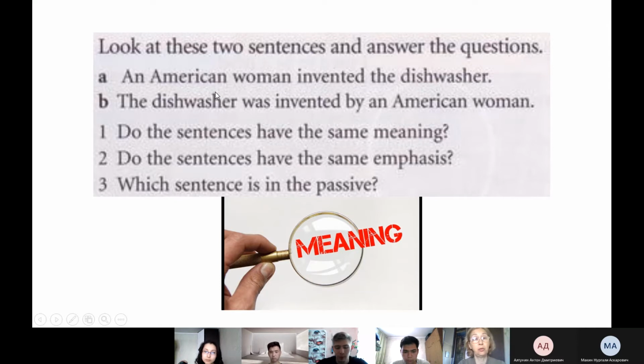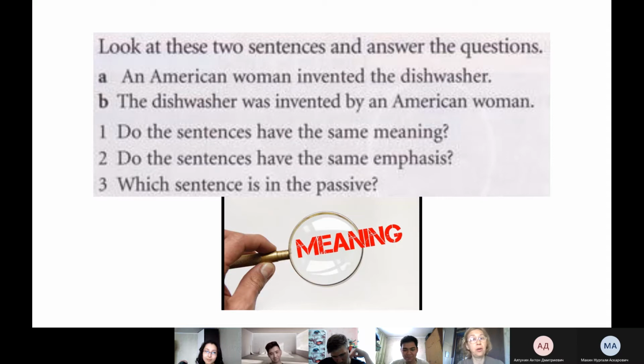То есть здесь главное то, что именно женщина. Американка изобрела что? Посудомойку. Ну так это же американка изобрела, а не это. Мы говорим, что именно американка изобрела, а не какой-то мужчина, изобретатель. Ну, тут как посмотреть, по идее.